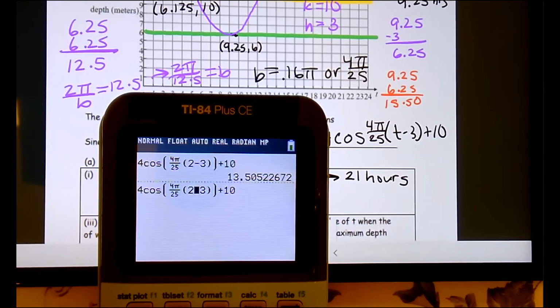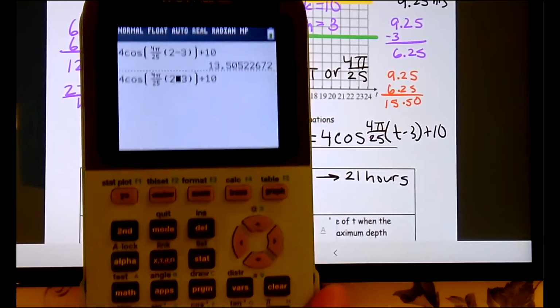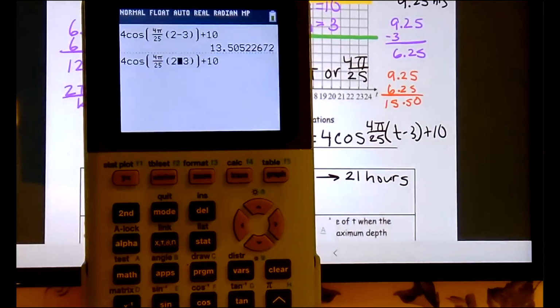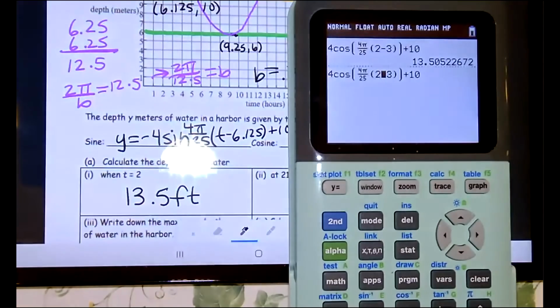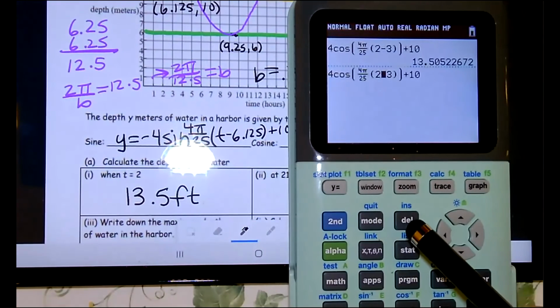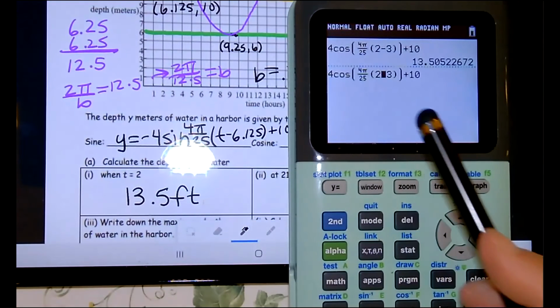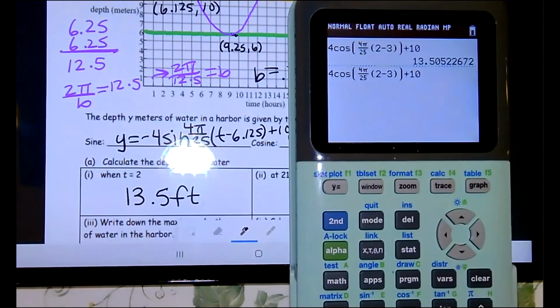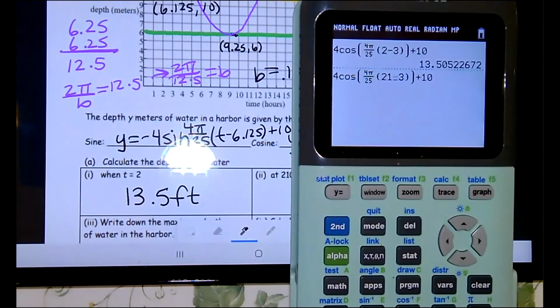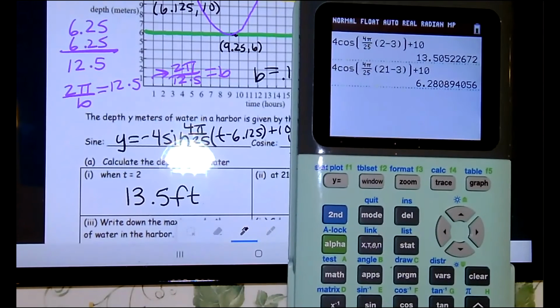Now, I don't want to hit my 1 in. Let me get this back on for a second. Sorry about the glare. On the delete button is the word insert. So if I want to put my 1 in here and not have to retype everything, I hit second and delete for insert. My cursor looks a little different, and now I can put my 1 in, and I can hit enter, and I get 6.28 or about 6.3 feet.